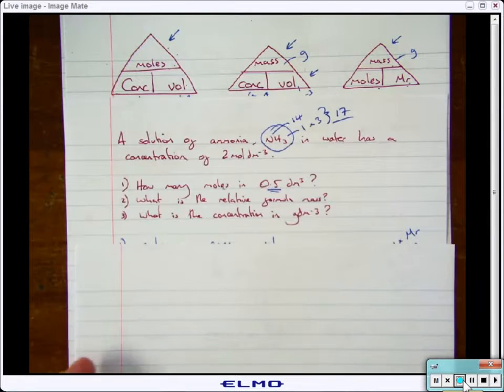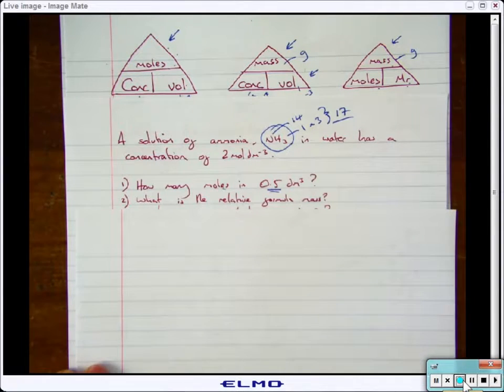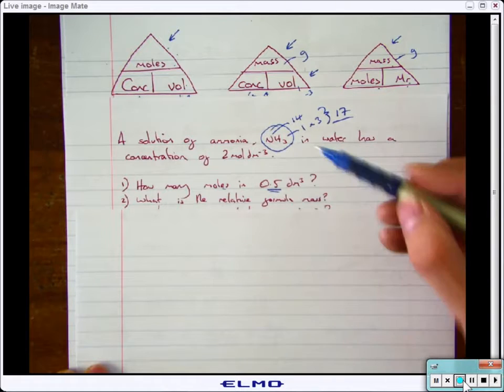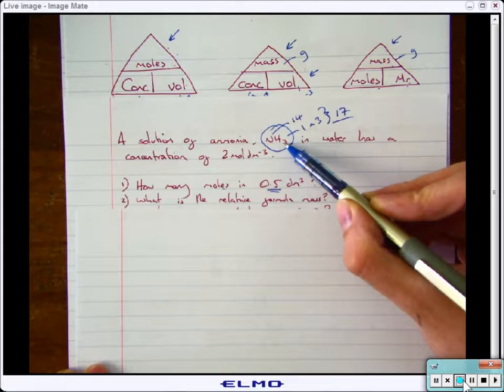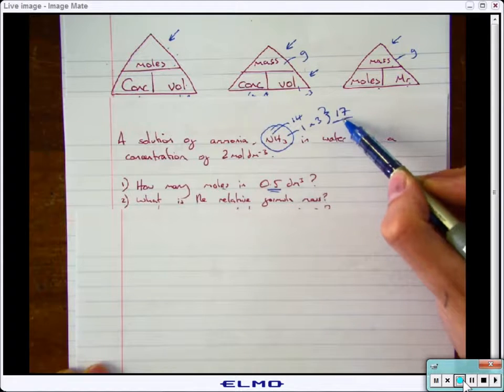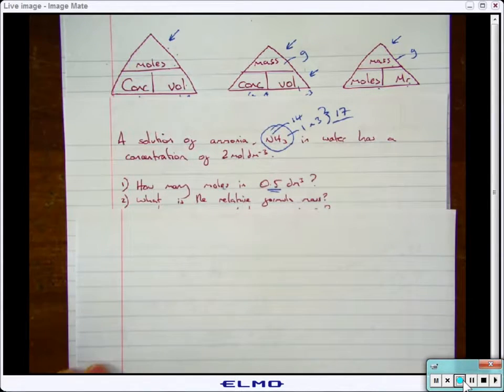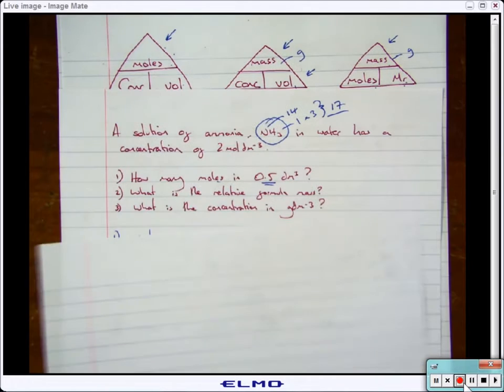The second part says what is the relative formula mass. Now that is the mass of the molecule. So I've got 14 plus 3 times 1 for hydrogen, which gives me a mass of 17 overall.